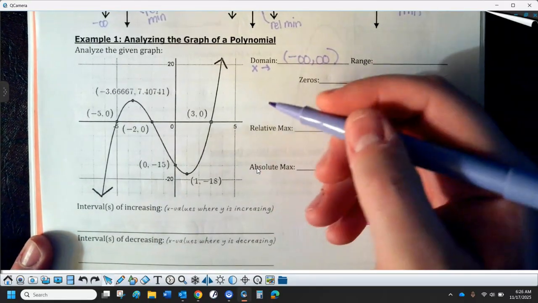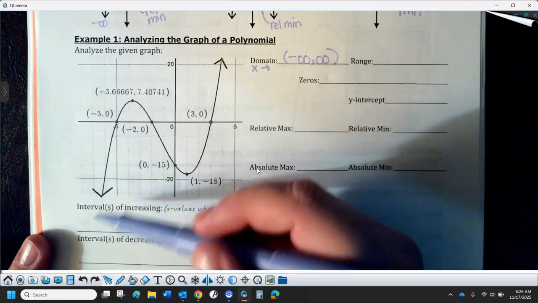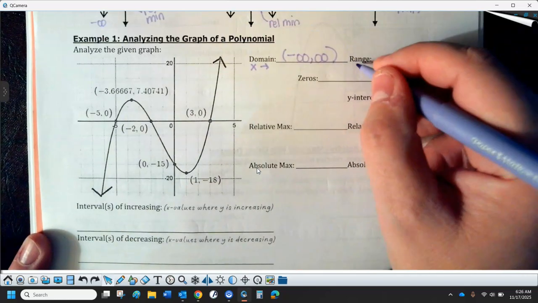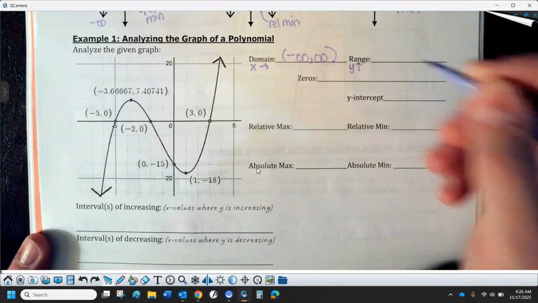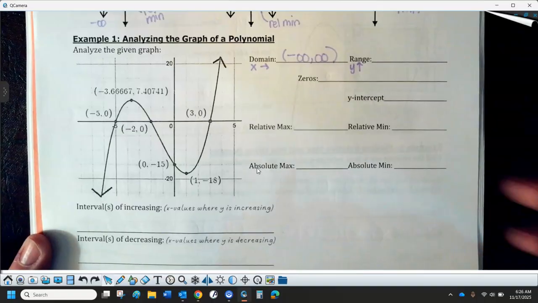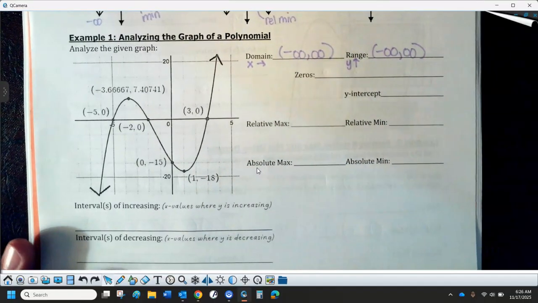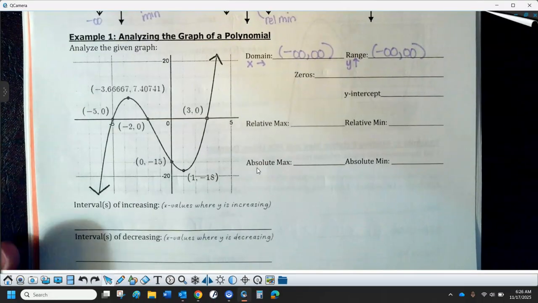If you have an odd degree polynomial, which we totally do here, this end goes down to negative infinity, this end goes up to positive infinity. These are y values, your interval you would want to describe from the bottom to the top. If it's an odd degree, you're automatically going to have negative infinity to infinity.